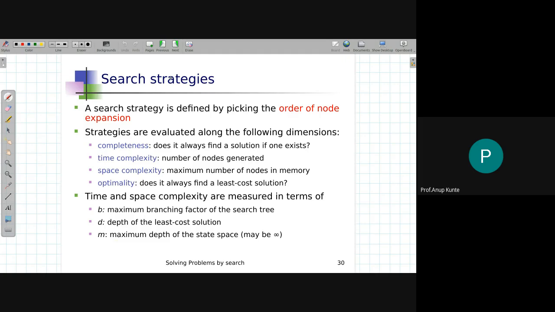I may have certain problems. Yesterday I only talked about this. I may have certain problems that may have multiple solutions. If there are multiple goal nodes in the state space, can I always get the least cost solution using the search strategy? Then such a search strategy would be referred to as optimal. A search strategy will be optimal if the algorithm that the search strategy implements always finds the least cost solution.